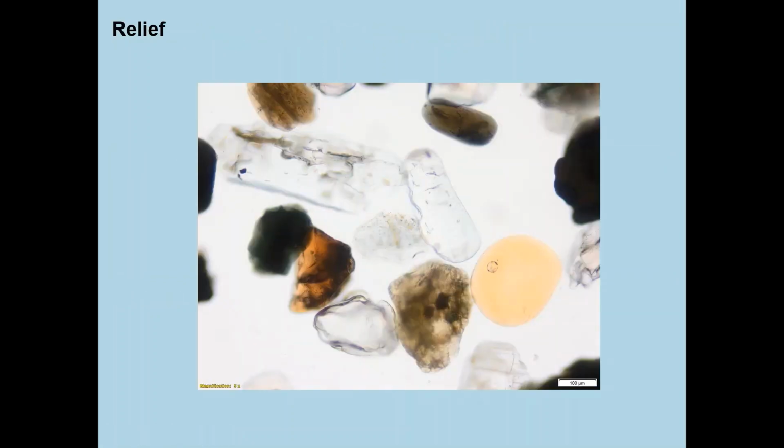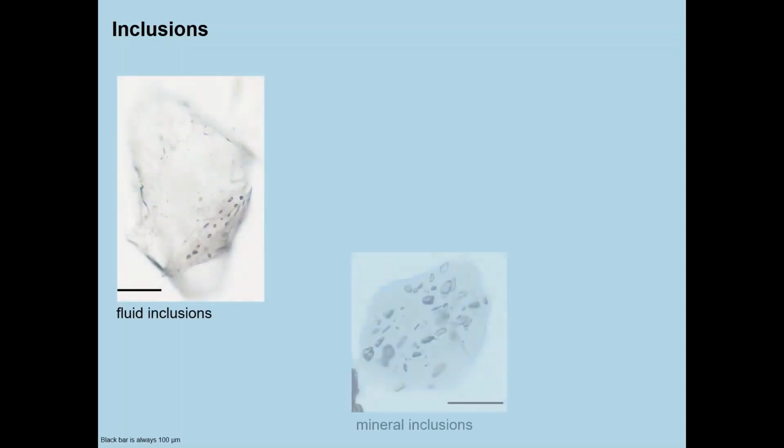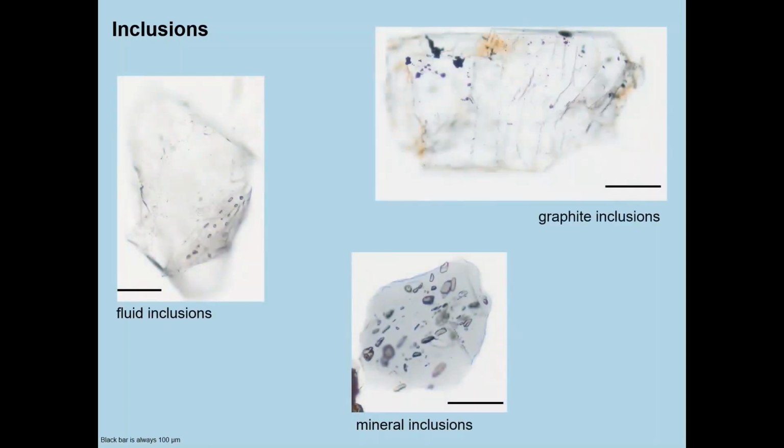When it comes to describing the relief, we usually differentiate between low, moderate, and high relief. This is easiest if you have many different grains next to each other, so you can observe the difference. For example, here we see a tourmaline grain with low relief, marked by its thin outline, versus a garnet grain with a high relief, marked by this thick black outline. If your heavy mineral has inclusions, make sure that you characterize those as well. You could have fluid inclusions, mineral inclusions, or graphite inclusions.